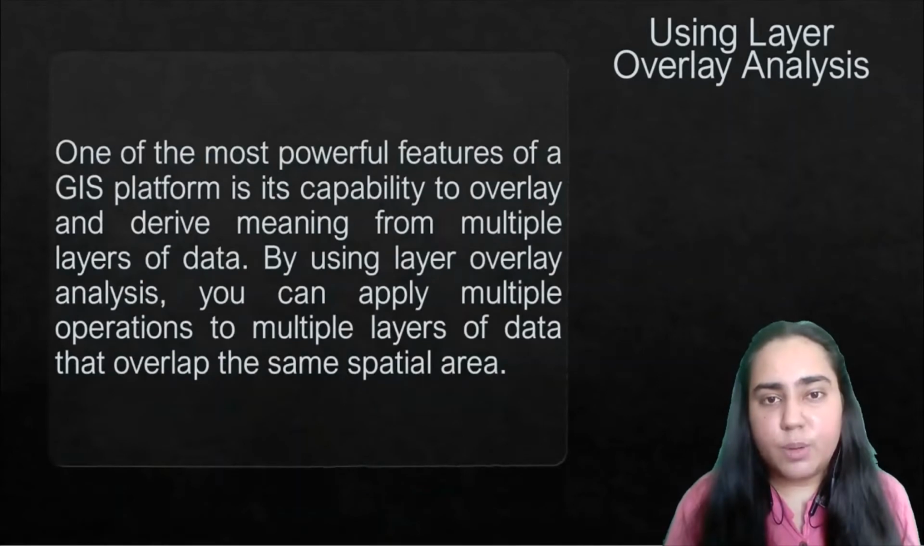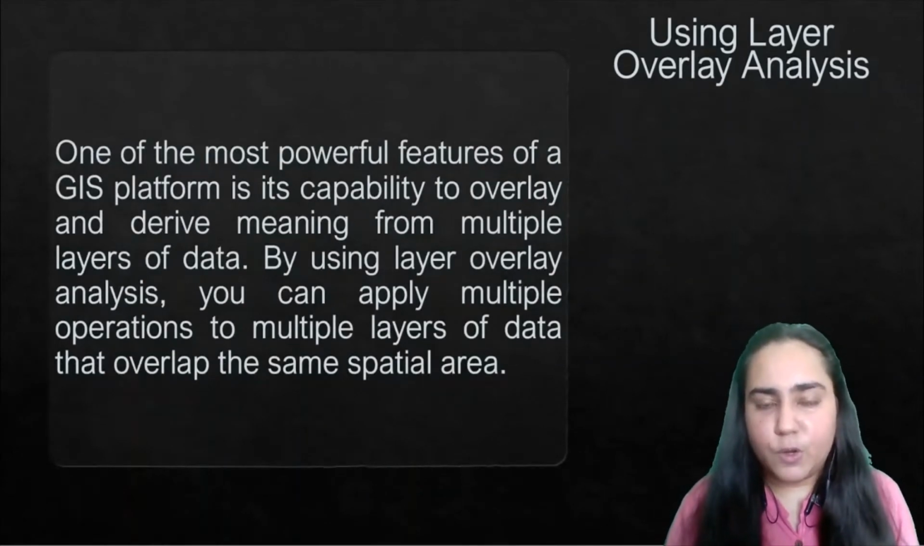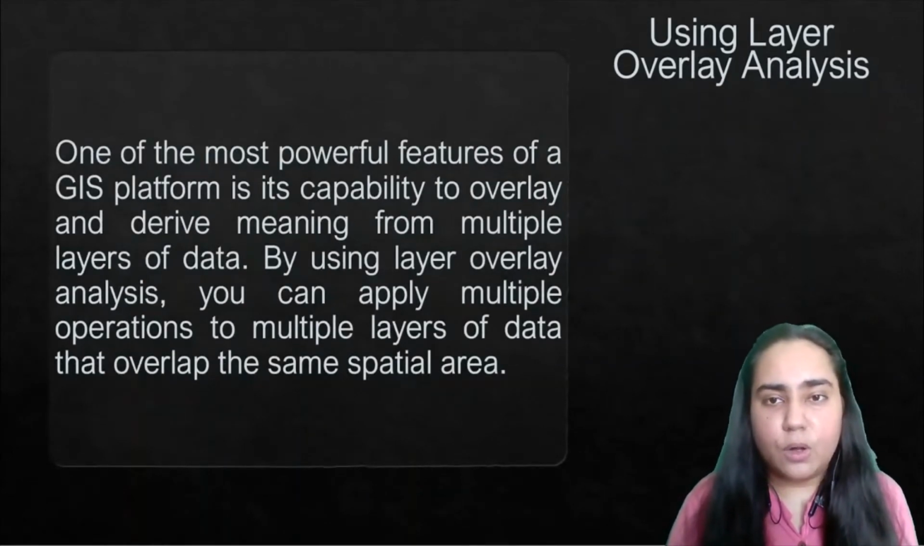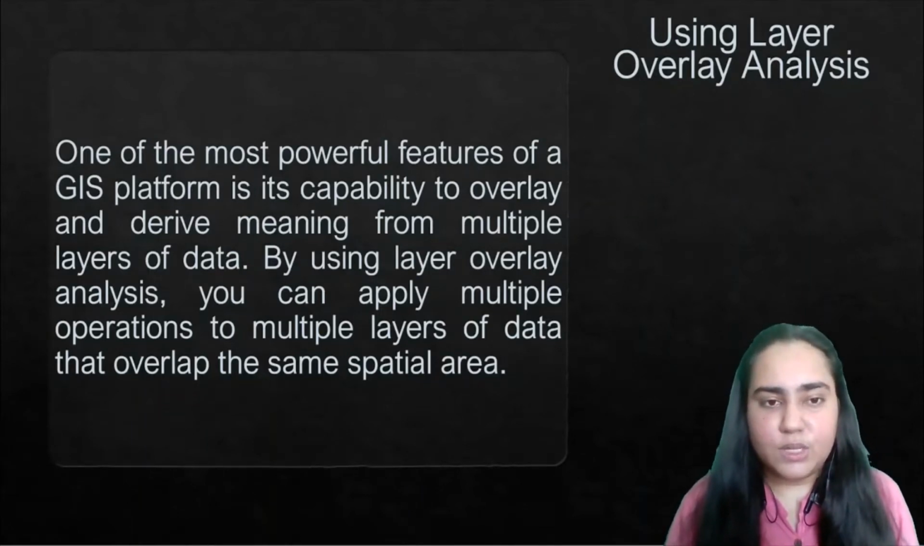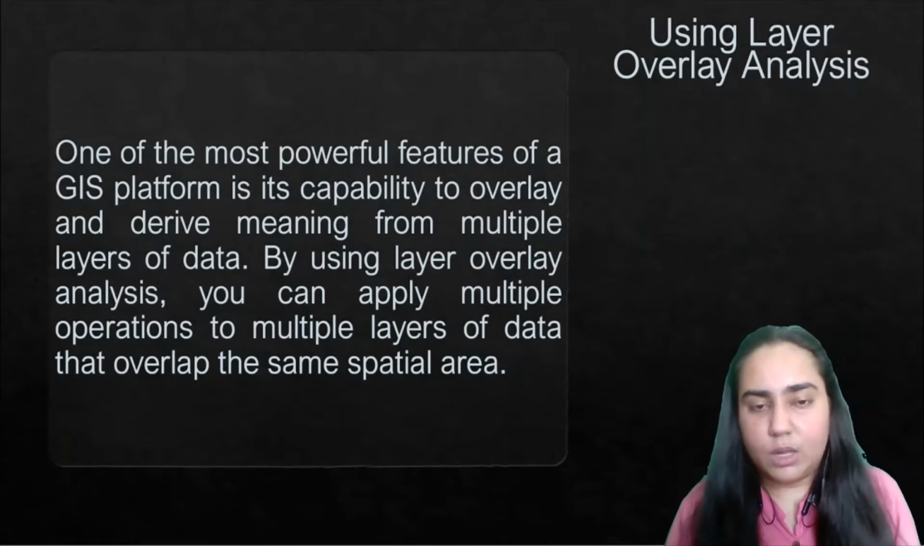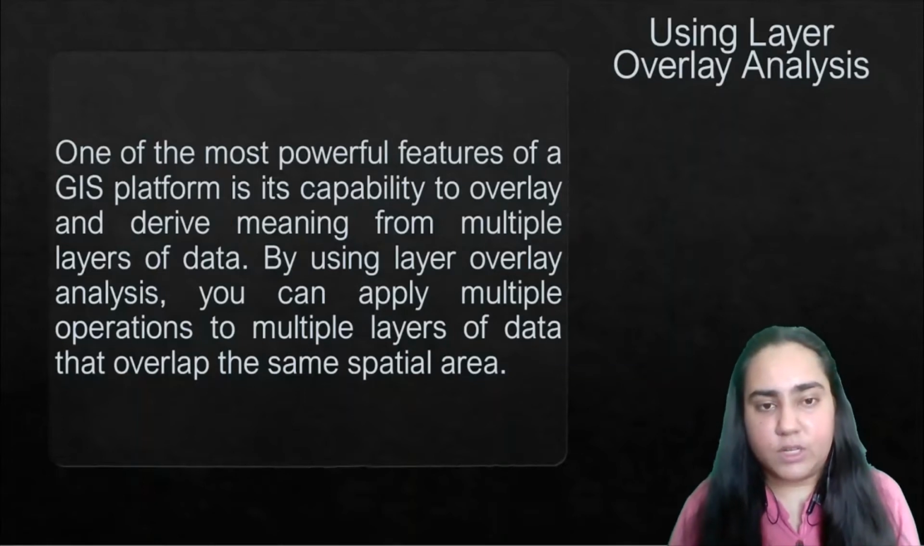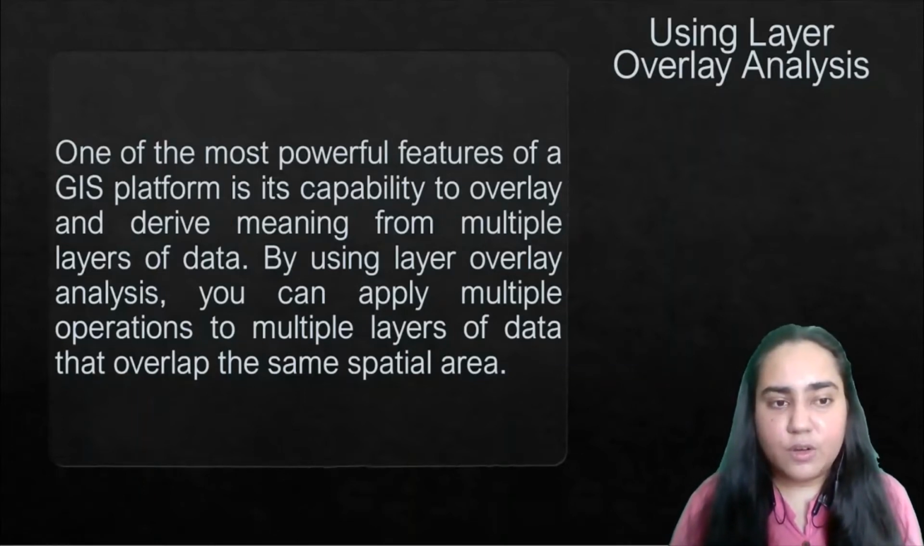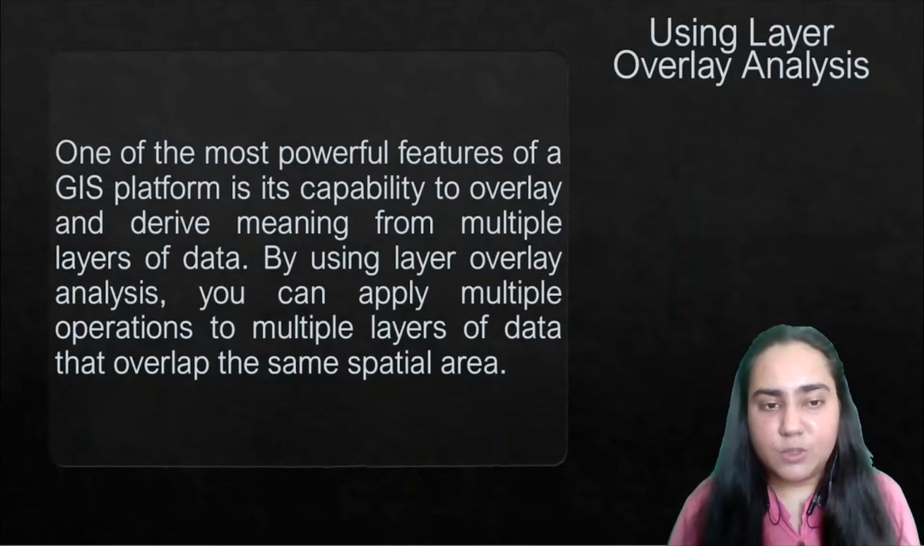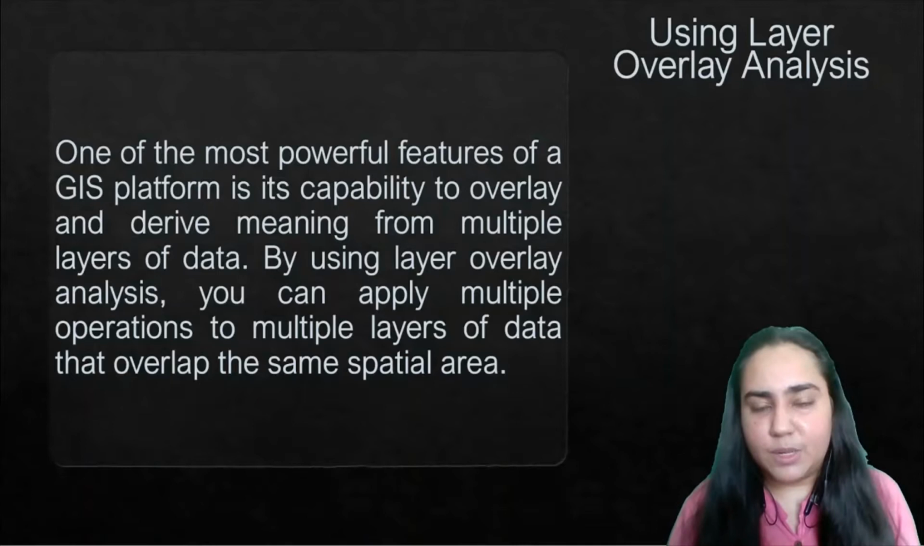One of the most powerful features, now we are going to move on to using layer overlay analysis, right? Because there are overlays when you're using a raster format. So how to use that to your advantage. One of the most powerful features of a GIS platform is its capability to overlay and derive meaning from multiple layers of data. And by using layer overlay analysis, you can apply multiple operations to multiple layers of data that overlap the same spatial area.